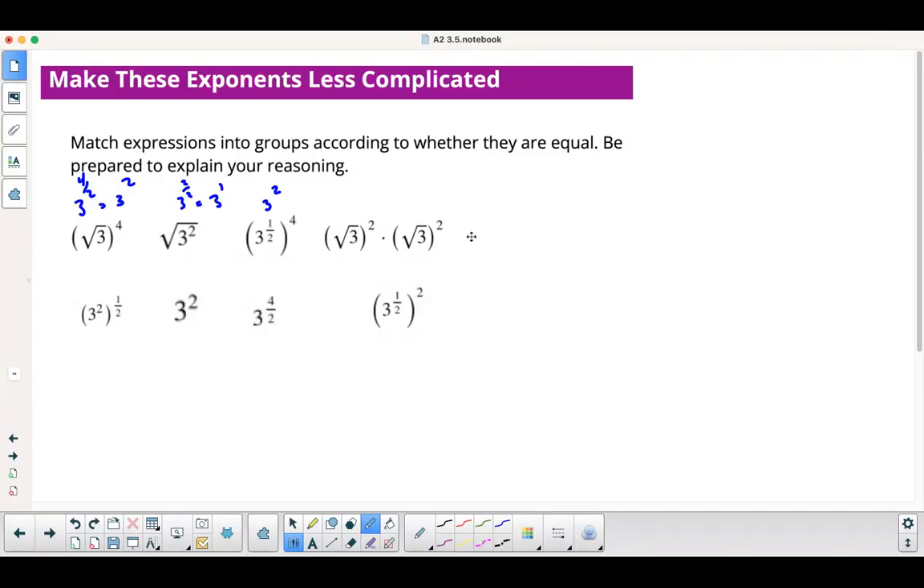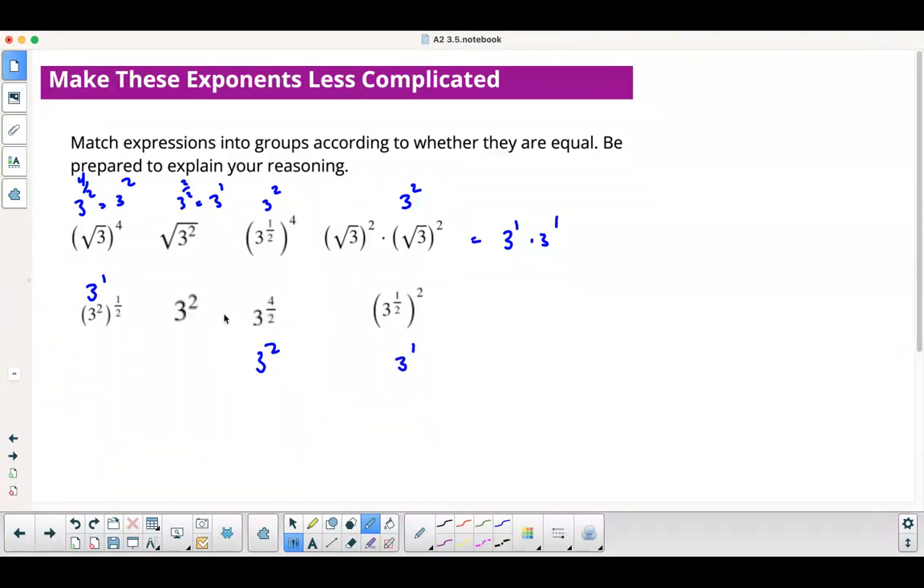So this one, I might have to do a little scratch work over here. This is going to be 2 over 2 is 1, 3 to the 1. So then you add your powers and we get 3 squared. 3 times 3 is 3 squared. Multiply here. 2 times 1/2 is 3 to the 1st. This one's already done. 3 to the 4/2, we'll just reduce your fraction. That's 3 squared. And then this one, multiply your powers. This is 3 to the 1st.